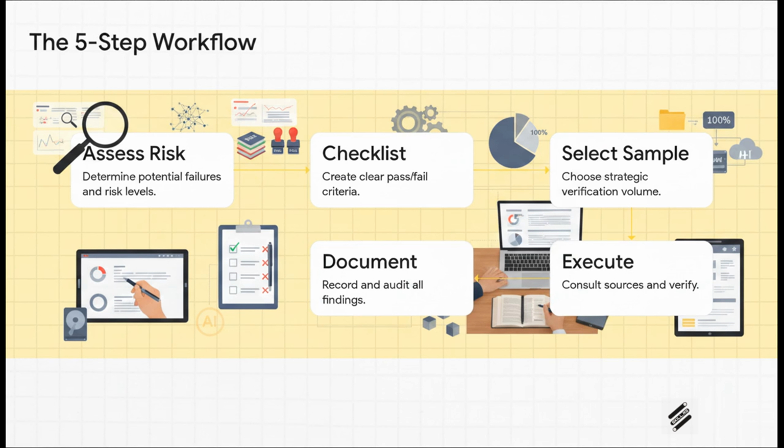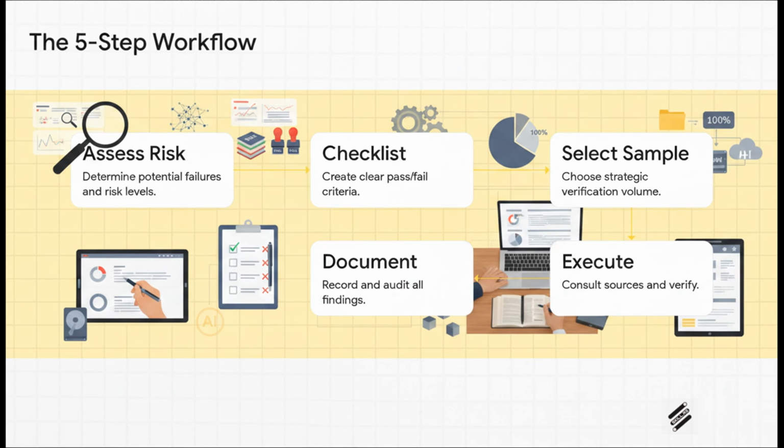Step 1, assess the risk. Figure out what could go wrong and assign a risk level. Step 2, build your checklist. For each potential error, write a clear pass or fail check. Step 3. Select your sample. Are you checking 100% of the output or a strategic 10%?